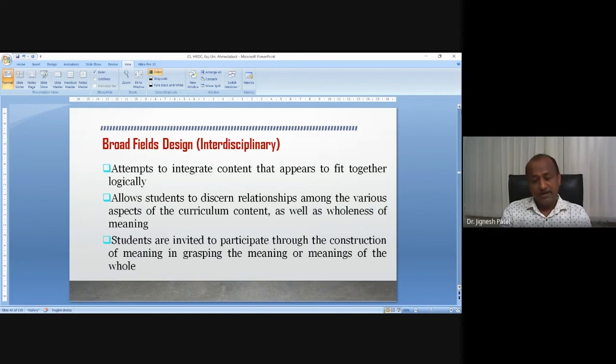Students are invited to participate through construction of meaning, grasping the meaning of the whole. So whenever they are learning something, they see they are learning different subjects, but while coming to the end of the curriculum, they can come up with a complete idea of the entire discipline or entire field, not in separation. So they can get mastery over the concept they are learning through that particular field. If they are learning about mechanical engineering, they can have an idea of the mechanics of different machineries or automobiles or anything that comes in their syllabus. They can see the whole, not a particular part.